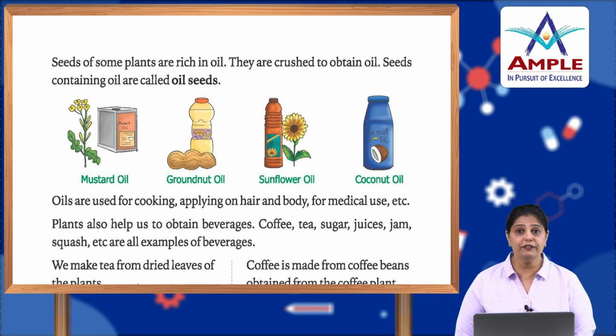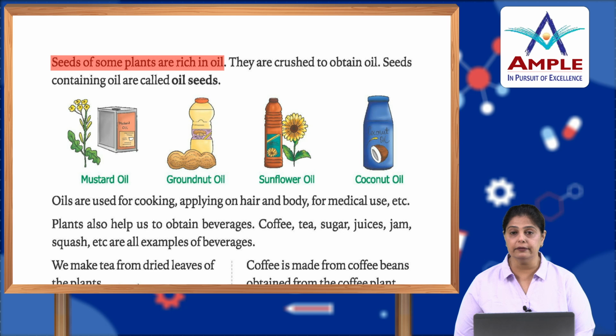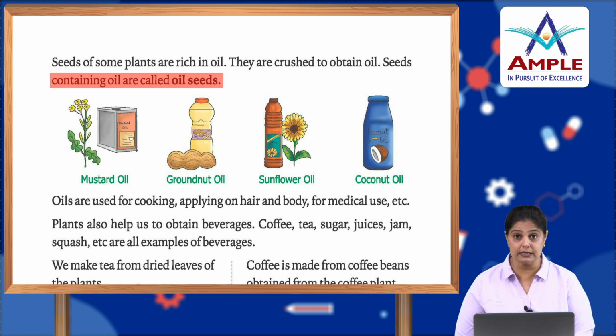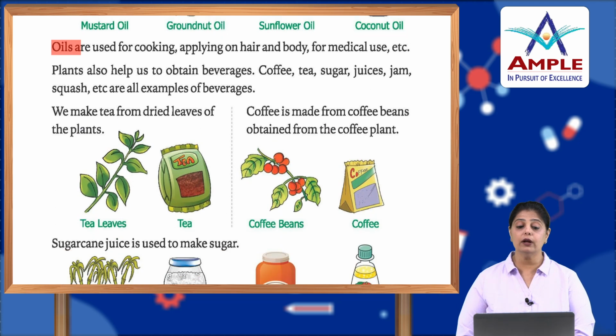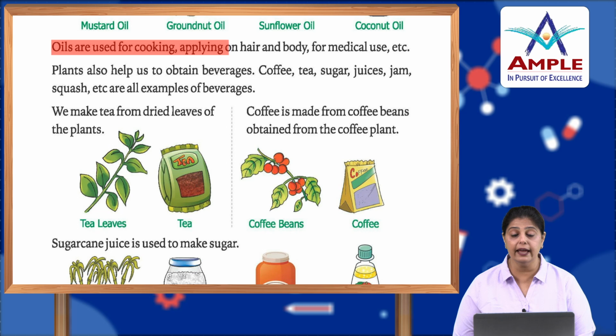Now, apart from spices, we also need oil in order to cook our food, okay. So, seeds of some plants are rich in oil. They are crushed to obtain oil. So, seeds containing oil are called oil seeds. So, this oil comes from seeds. Mustard oil, groundnut oil, sunflower oil and coconut oil. These are certain oils that we use in our daily cooking. Your mother must be using them. Oils are used for cooking, applying on hair and body, for medical use, etc.